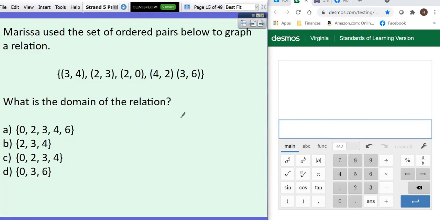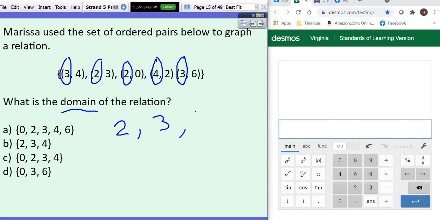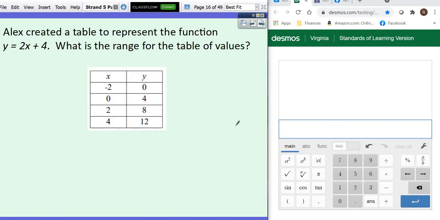Let's do some examples. It says Marissa used the set of ordered pairs below to graph a relation. What is the domain of the relation? Well, domain is your x values. So we have a 3, a 2, a 2, a 4, and a 3. We'll put them in order, but if they repeat, you don't have to repeat them. So we're going to start with the 2, then the 3, then the 4. So that is our domain. So we have answer B here. All right. Okay, let's go to the next one.